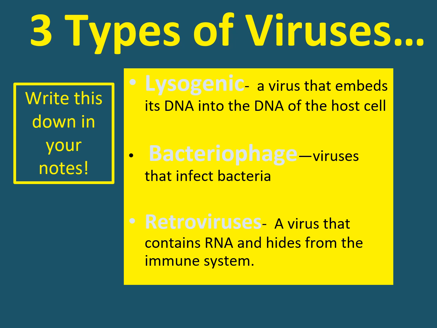All right, so let's just recap, and I want you to write this down at the end of your notes again. There are 3 types of viruses. There's the lysogenic one. It's the virus that embeds its DNA into the DNA of a host cell. You have the bacteriophage, which is a virus that infects bacteria. And you have the retrovirus, which is the virus that contains RNA and it hides from your immune system. So go ahead and write all of these things down.